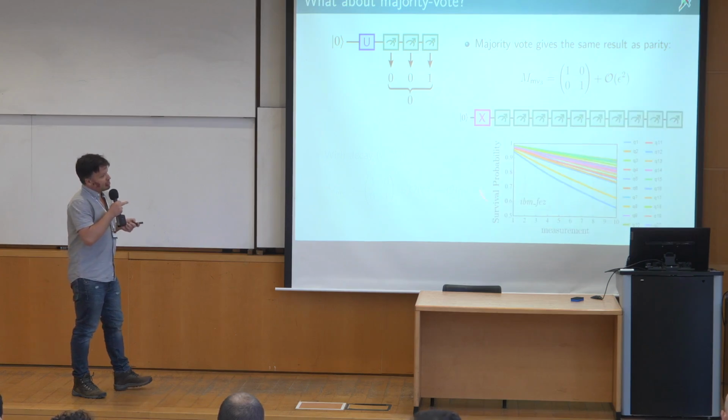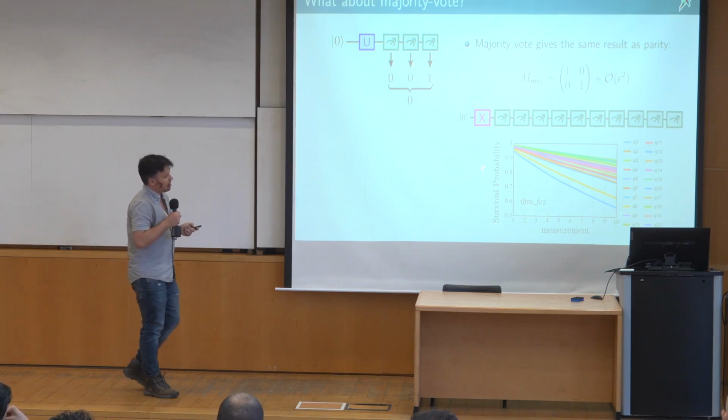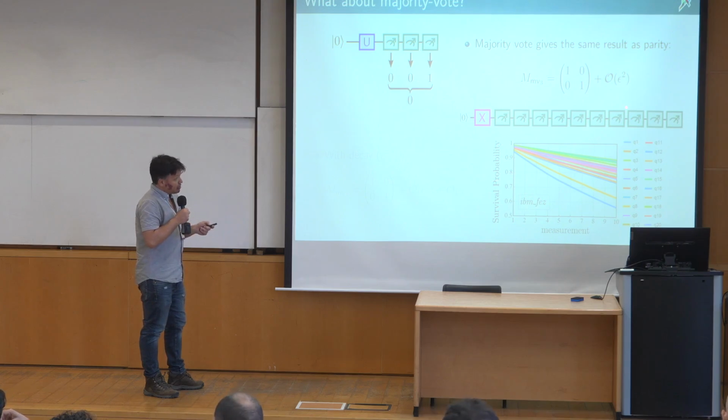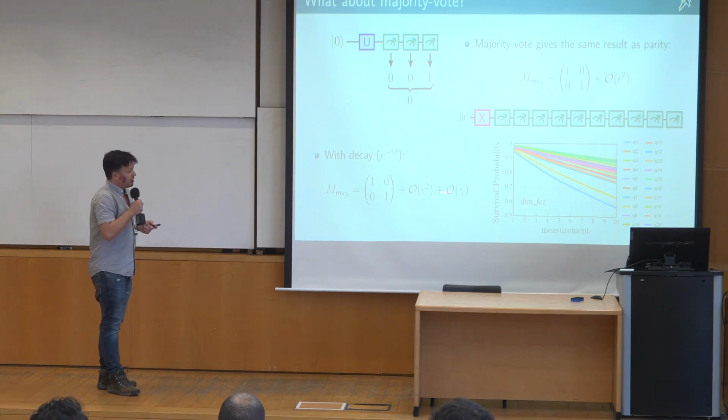This is an experimental result that we obtained using the FACE device in IBM. Here we are doing 10 measurements on 20 qubits, and we are seeing how the population of the excited state is decaying. If you take into account the decay, we will see that decay is very bad for the majority vote. It will degrade this result.